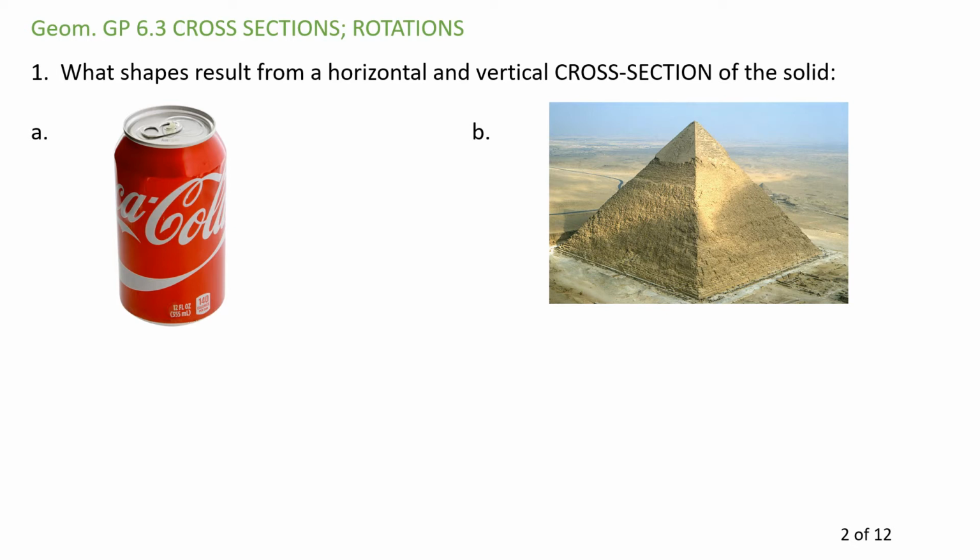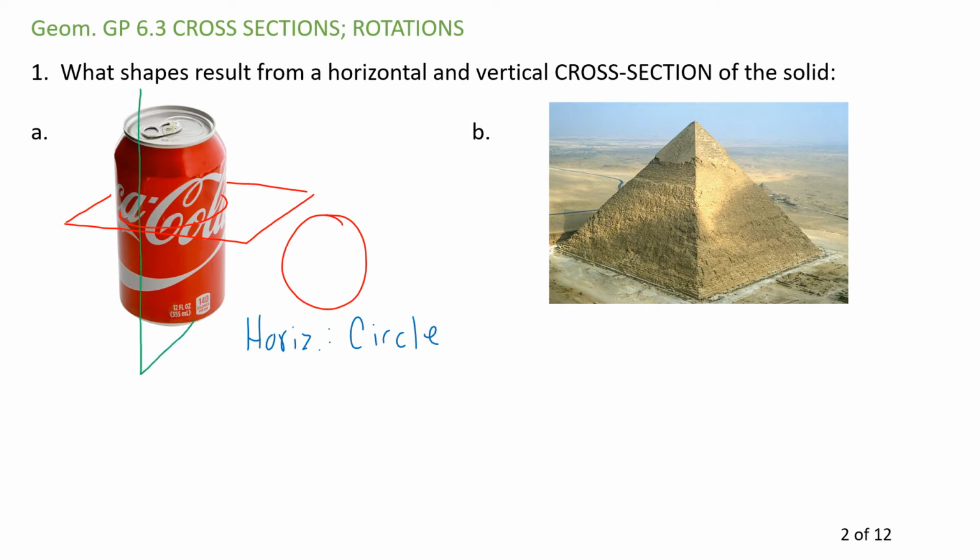Slicing it horizontally, you'll end up with a circle. So horizontal. If you slice it vertically, this is a little harder to see, but what happens is you actually end up with a rectangle.